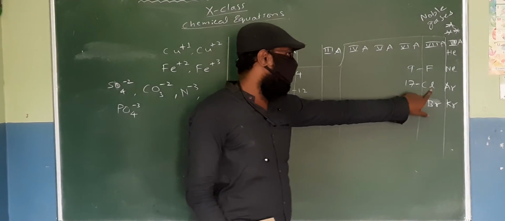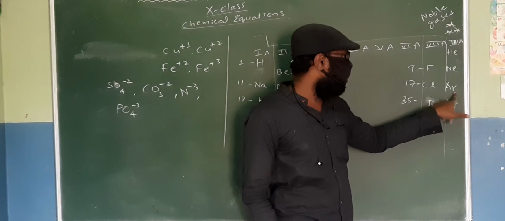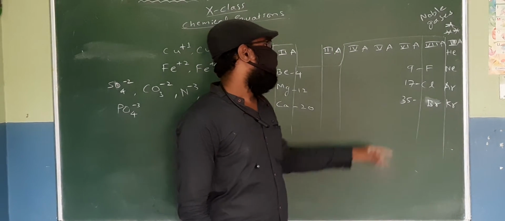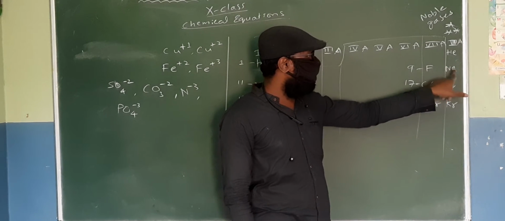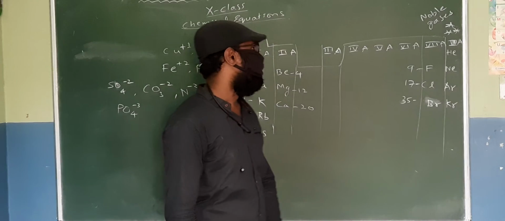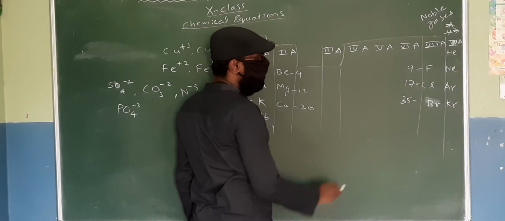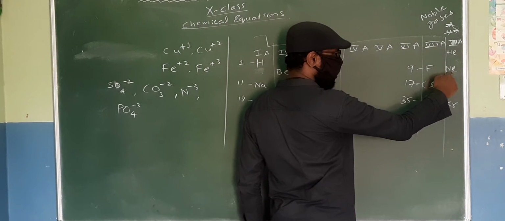Similarly, chlorine will gain 1 electron because chlorine has 17 electrons. If it gains 1 more electron, it becomes 18, which is argon. And fluorine has 9 electrons. If it gains 1 more electron, it will become like neon. So here in 7A, in this column of elements, fluorine wants 1 more electron to become like neon, with 10 electrons.